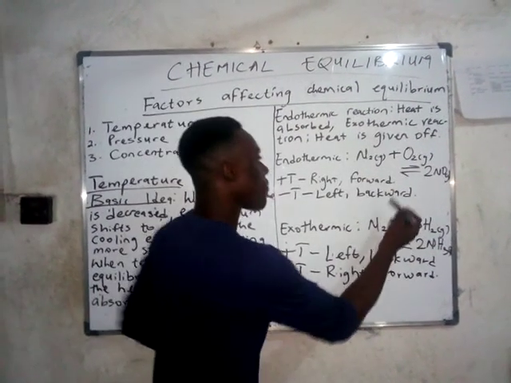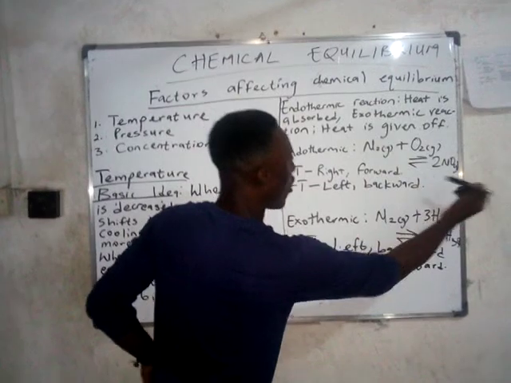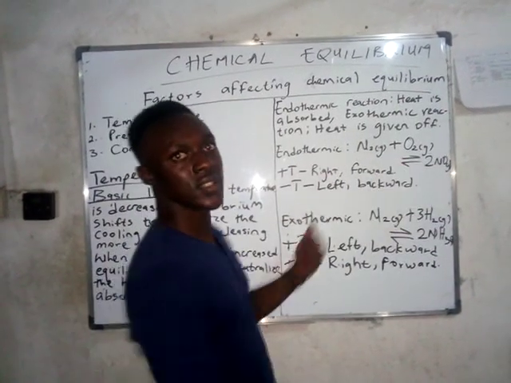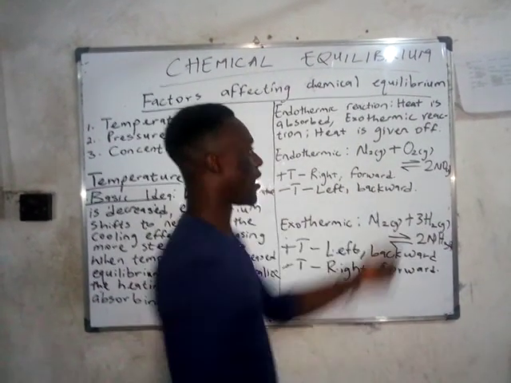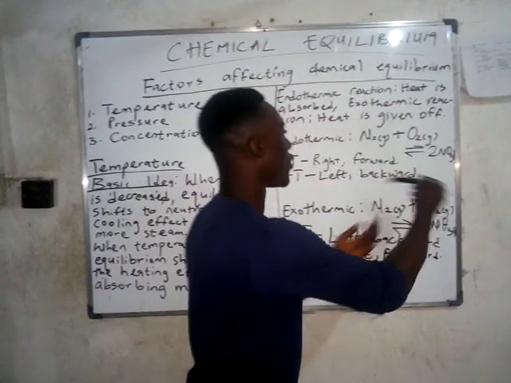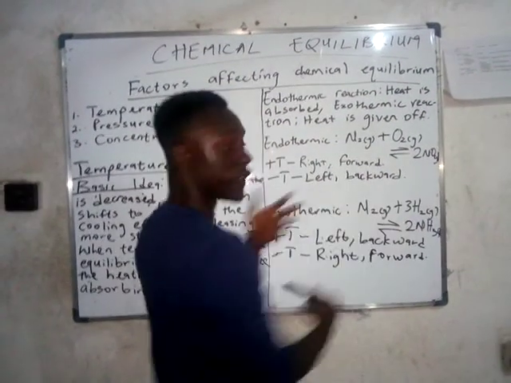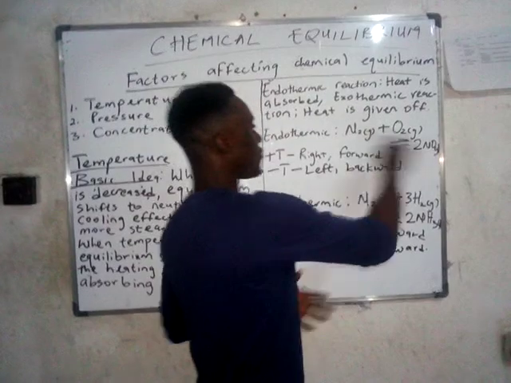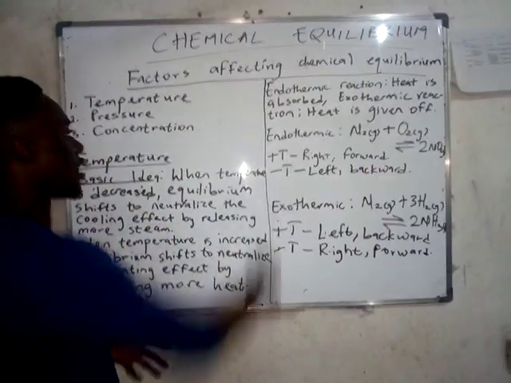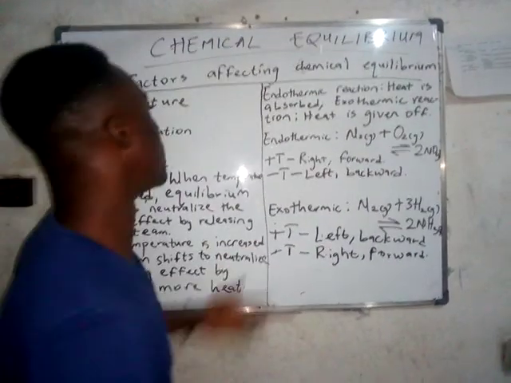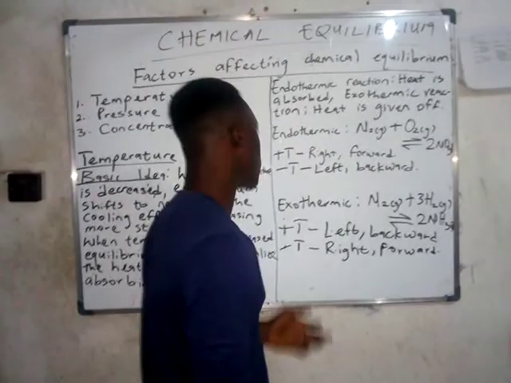So you can have the backward reaction occurring much more freely. It's going to favor the backward reaction. So the backward reaction is going to occur in a fluid way in order to give you this reactant back. So that's what happens when you decrease the temperature in an endothermic reaction.